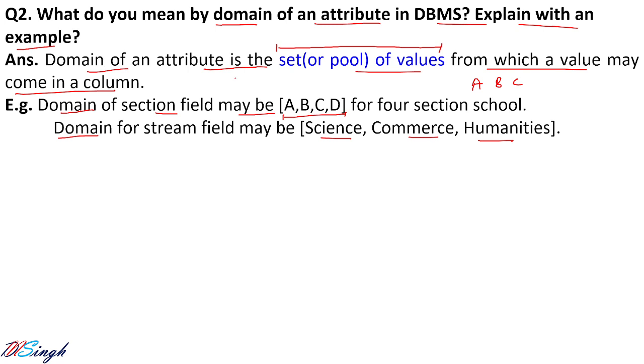Relation is also called table. Okay, fine. So relation and table both are the same. Attribute, field and column all are the same. Tuples and records and rows, these 3 are the same. Let us move to the next question.